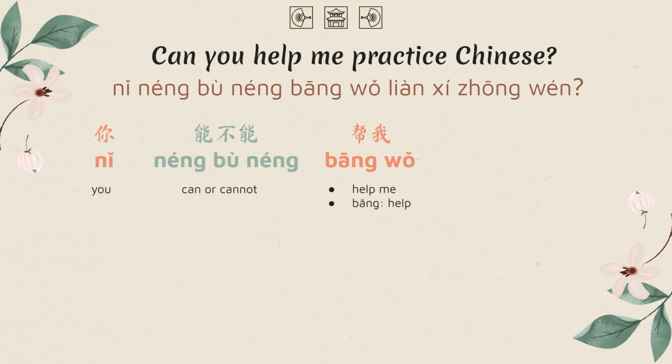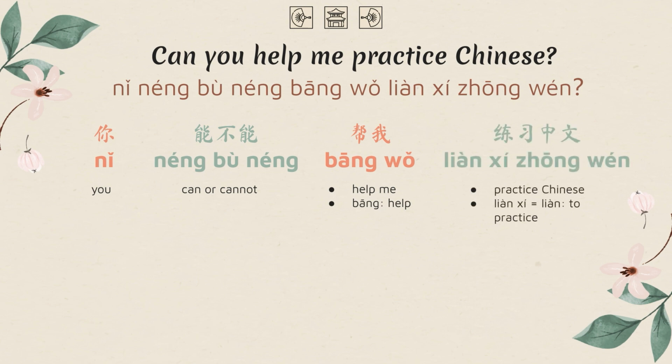How would you say help a friend? 帮朋友. 朋友 means friend. 练习中文 means to practice Chinese. 练习 means to practice. You could also shorten it to just 练. So 练中文, 练习中文 are the same thing.